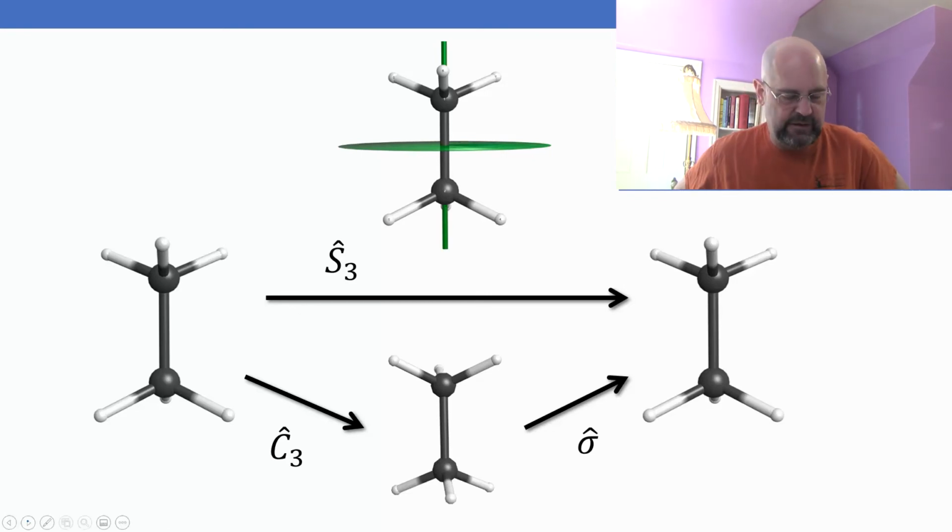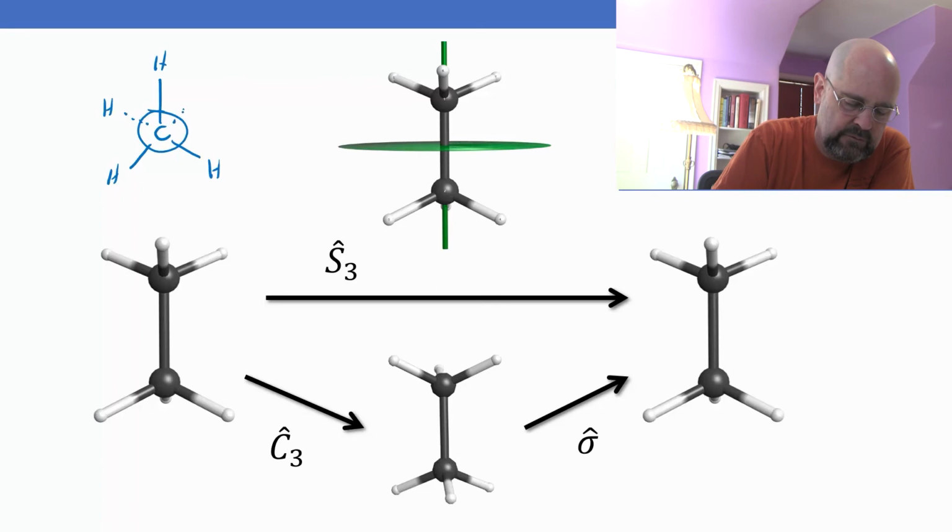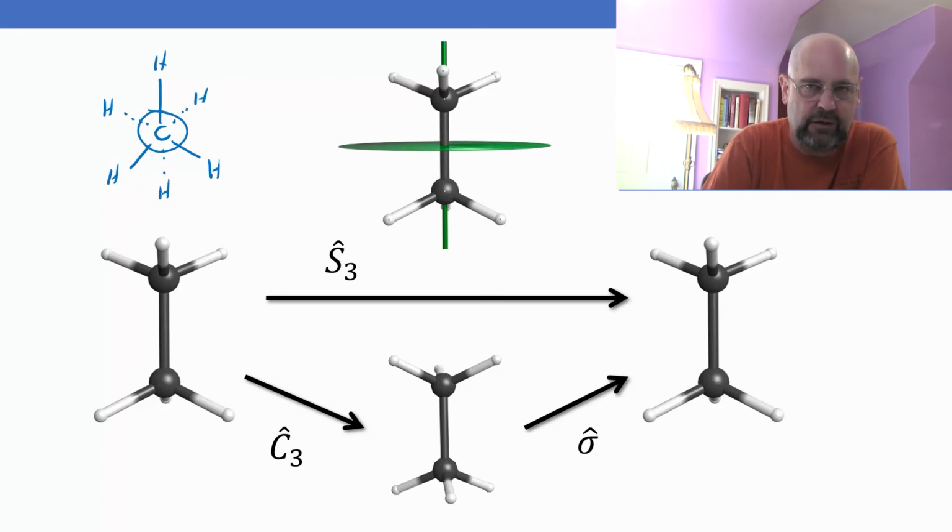So I've got this. If I look down the axis, I've got one carbon, another carbon. On the front, I've got something that looks like this, and on the back. And you can probably see that if I look down that bond axis that I just drew, there's a threefold rotational symmetry there.